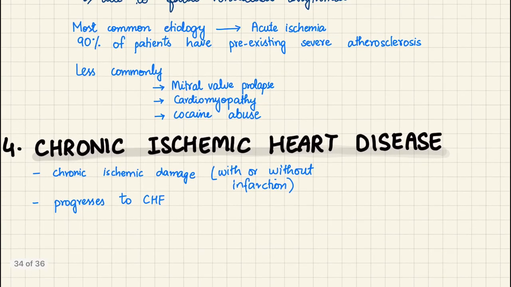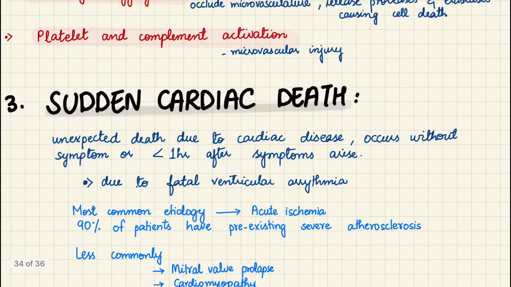And lastly, we have chronic ischemic heart disease, which is the same thing, but in this case, we'll have chronic ischemia. That is, a part of the heart will be suffering and will have chronically low blood supply. And this can occur with or without infarction, and ultimately it progresses to congestive heart failure, where the heart fails to pump blood. That's all about ischemic heart disease.